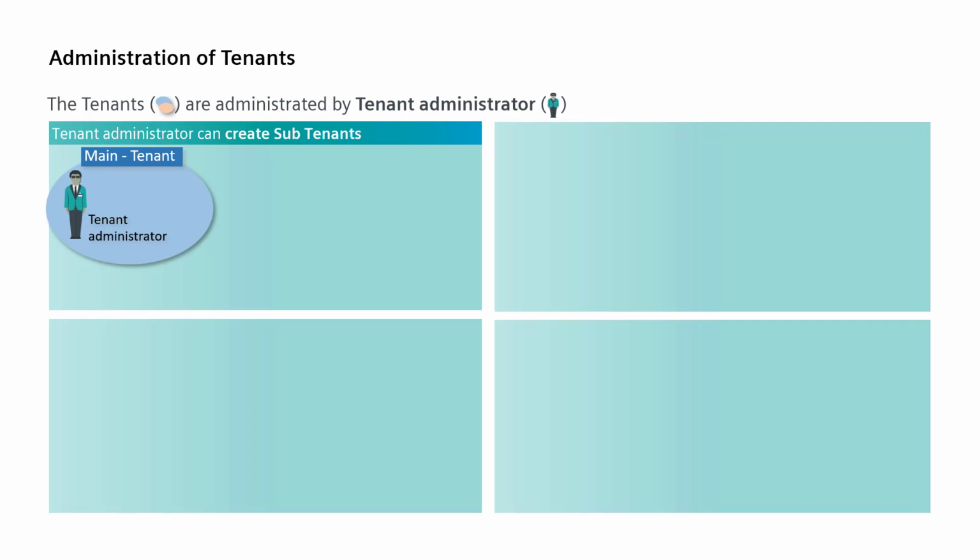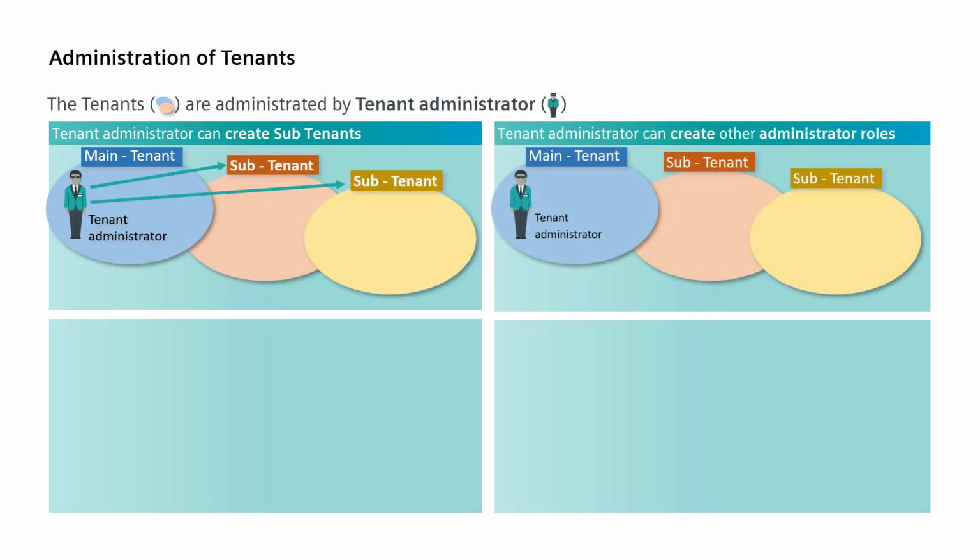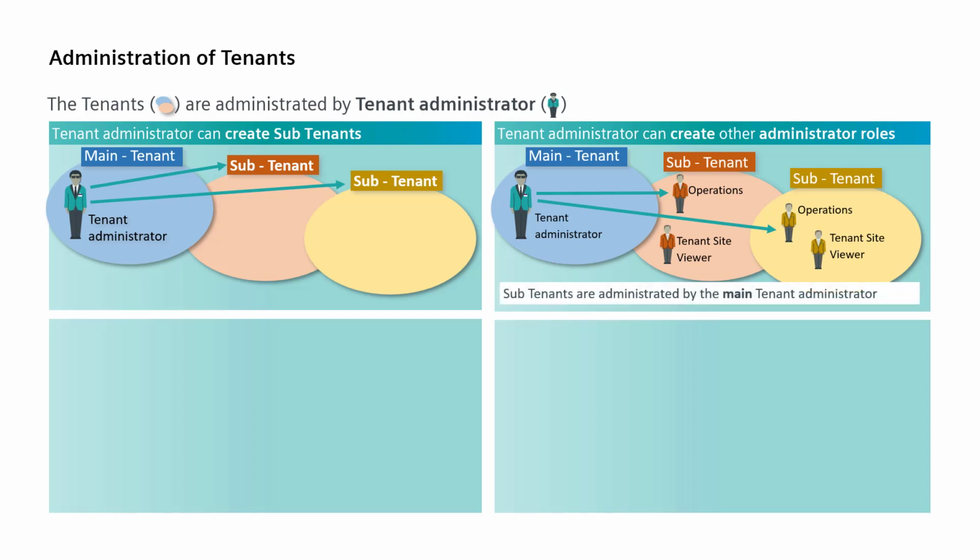The first tenant administrator is added by Siemens to the main tenant. The main tenant administrator, based in the main tenant, can add subtenants to structure the business organization. The tenant administrator can add new administrator admin roles. The newly created admin roles manage their tenants. Only the tenant administrator can create new admin roles.